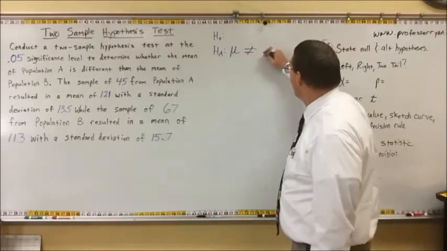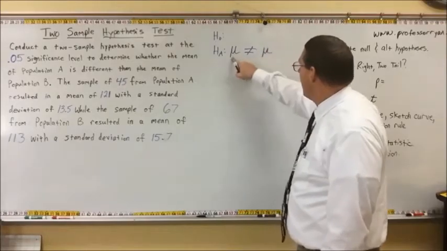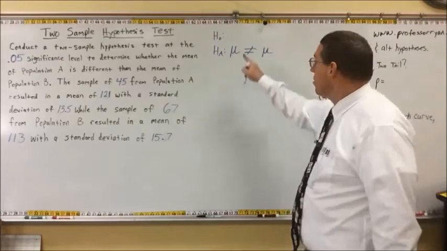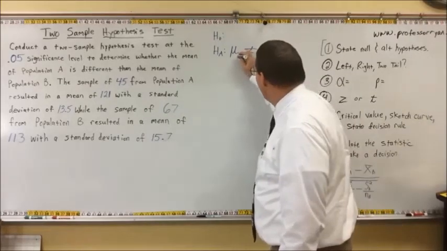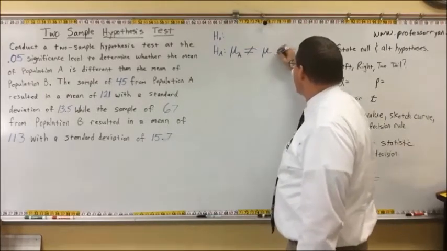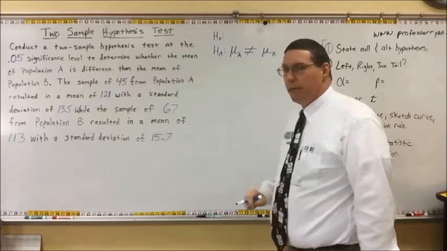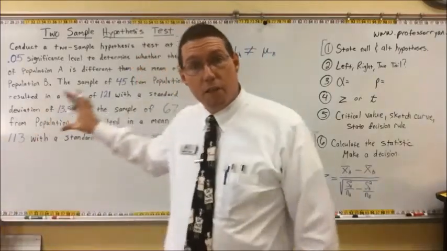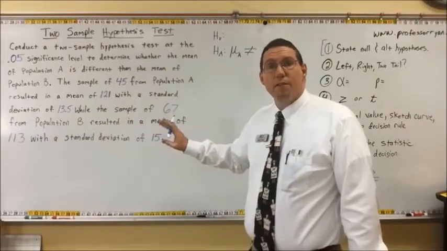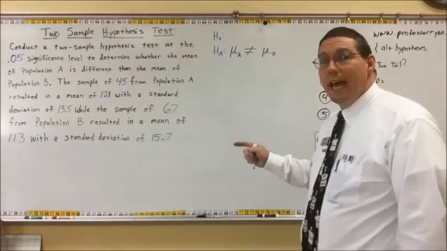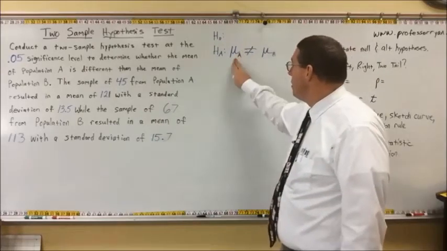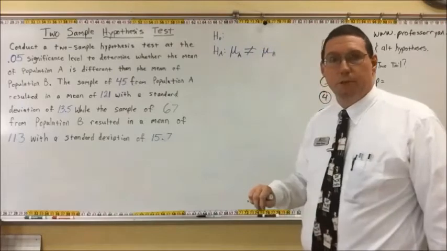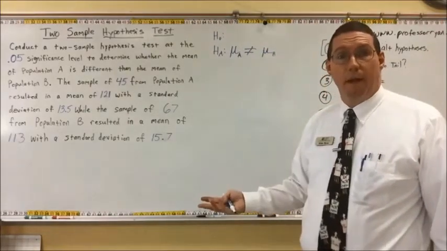And so we got to put another mu over here. So its population mean is not equal to another population mean. But this is the population mean from population A, and this is the population mean from population B. And so what we're hypothesizing here, what the test we're performing is saying, is to do a test to see if the mean of population A is different from the mean of population B. And that would be the alternative hypothesis.